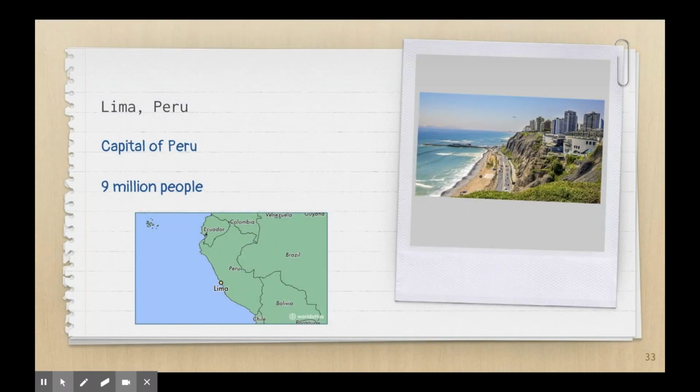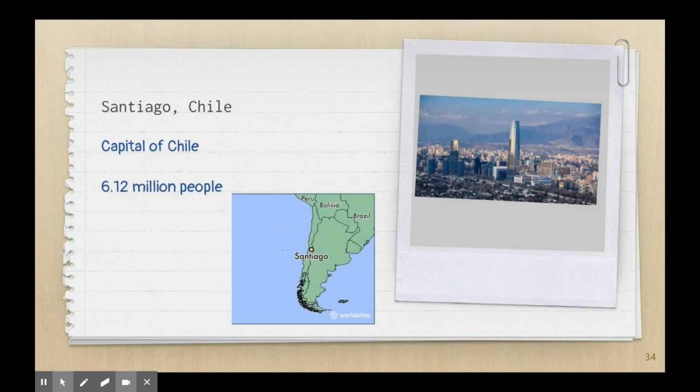We have Lima, which is the capital of Peru and has 9 million people. Santiago, which is the capital of Chile, and it has 6.12 million people.